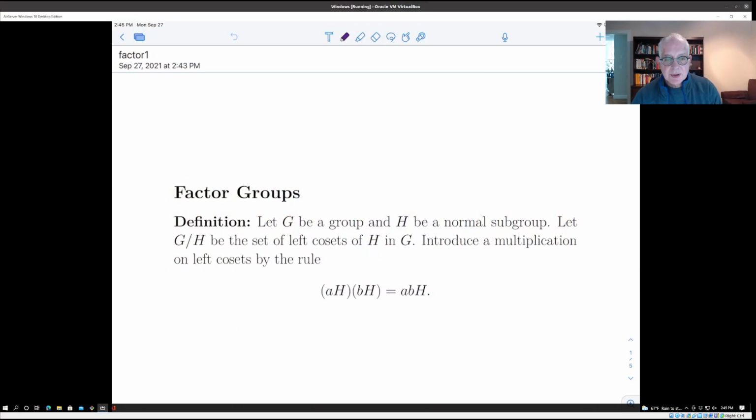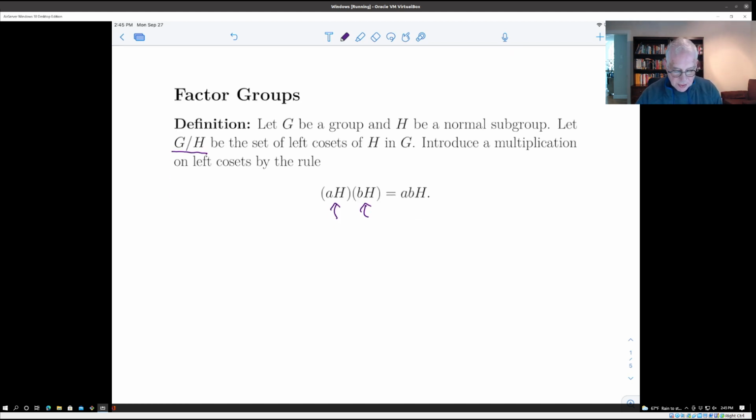Here we go. Suppose we have a group G and we have a normal subgroup H. Then I'm going to introduce this notation G mod H. That's the way you read that, G mod H. And G mod H is, as a set, the set of left cosets of H in G. So this is something that we've been looking at quite a bit. But what's new here is that we're going to introduce some multiplication on cosets. And the way we're going to do it is by the simplest approach, namely if you have the coset AH and the coset BH, then the product of those two cosets is ABH.